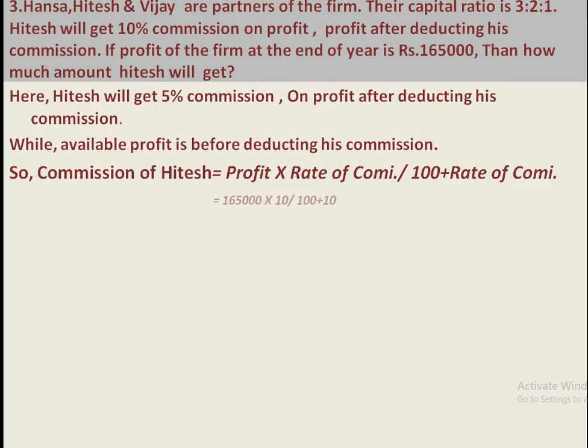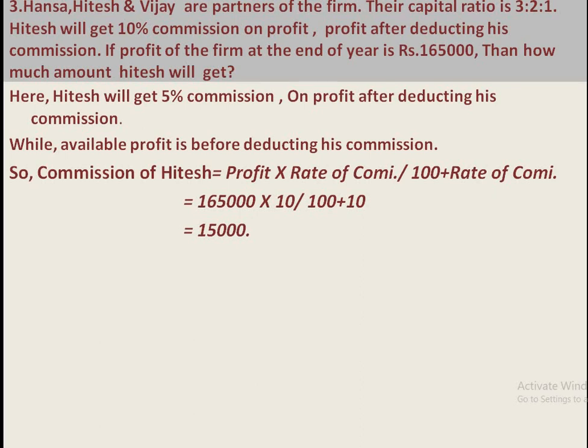Profit is 1,65,000. Rate of commission is 10%, so we divide by not 100 but 100 plus the rate of commission, 10. So exactly it is 1,65,000 into 10 upon 110, and it is 15,000. So here we found the commission of Hitesh.